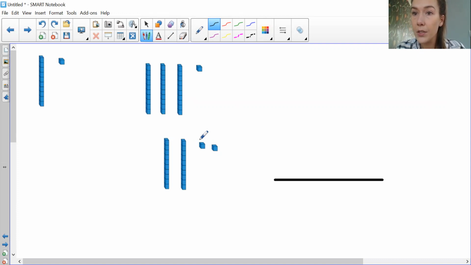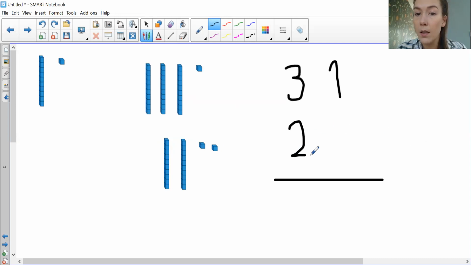I have created two numbers here in base 10. So let's start by writing these. We've got 10, 20, 30, 31. So the top number is 31, 3 tens and 1 unit, or 11. And then we've got 10, 20, so we've got 22.